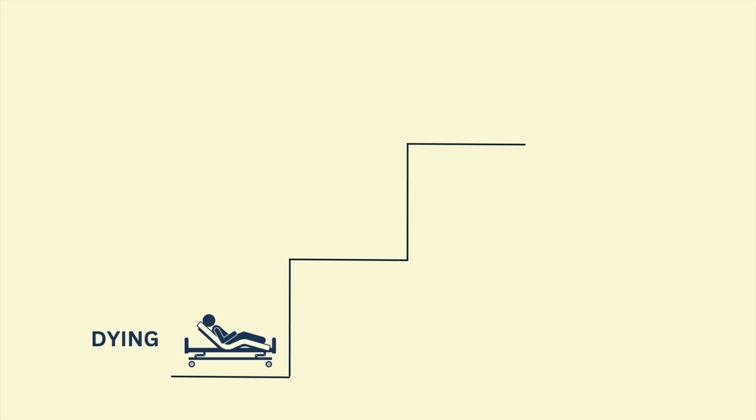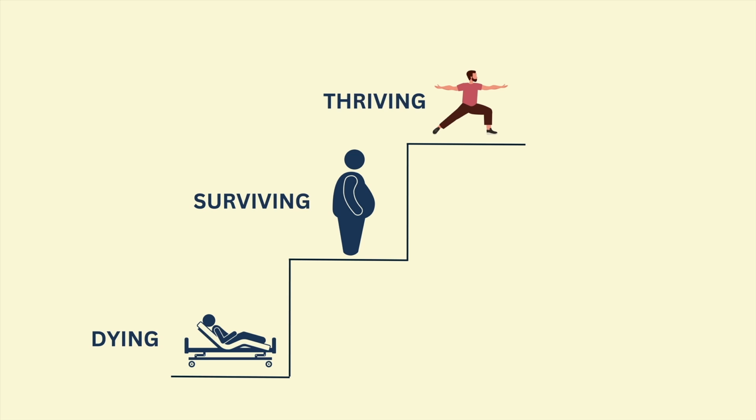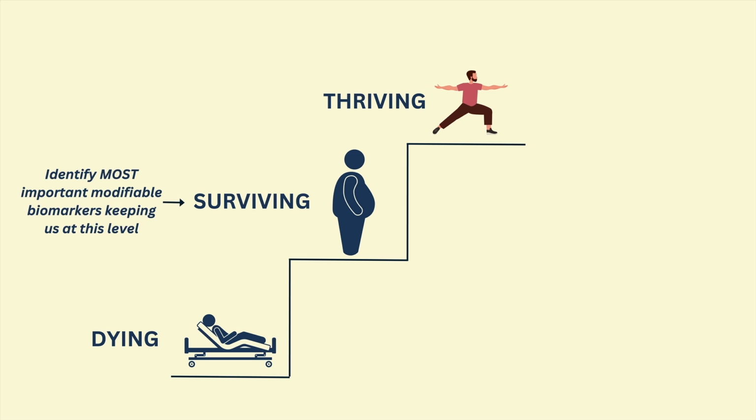You're either dying, you're surviving, or you're thriving. And I really think that most people, if they're eating a standard Australian diet and they're exposed to a standard Australian light environment, will definitely just be surviving. But what we want to do is identify the biomarker that is keeping you there and preventing you from getting to the next level.